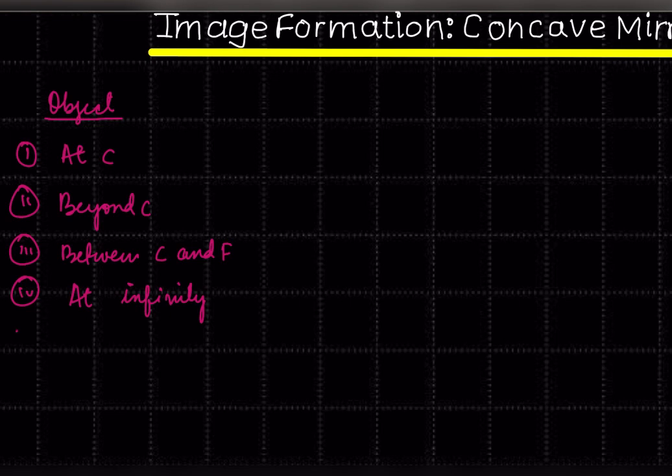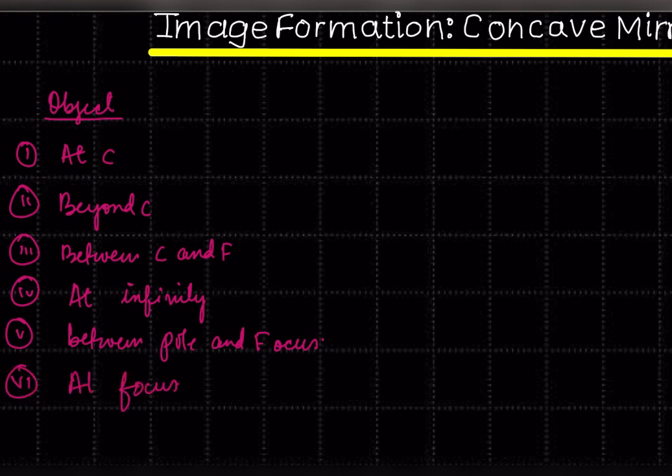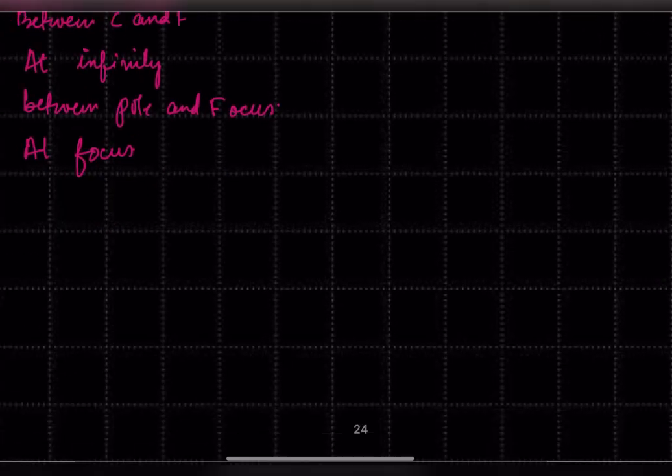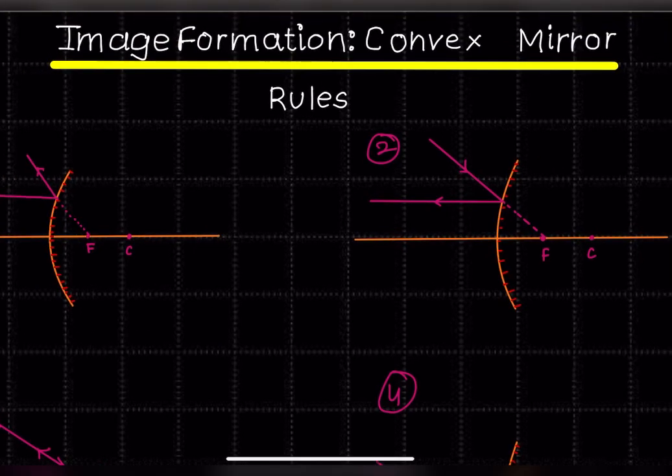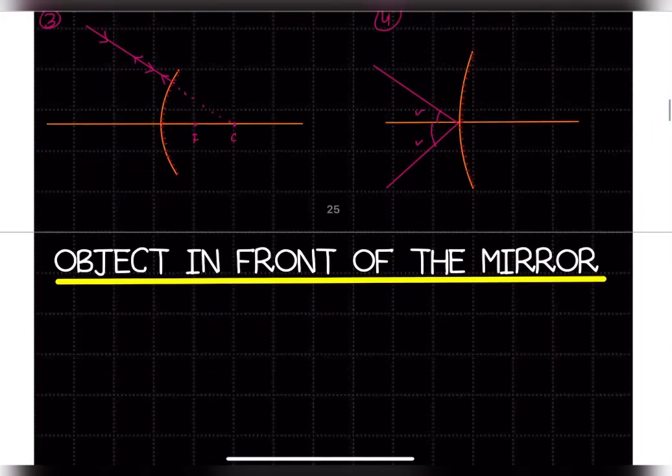What else have we discussed? We have discussed when the object is placed between pole and focus, and also when the object is placed at focus. We have discussed all these six places, and the image formation is different for each. But here, in the case of a convex mirror, we have only two.